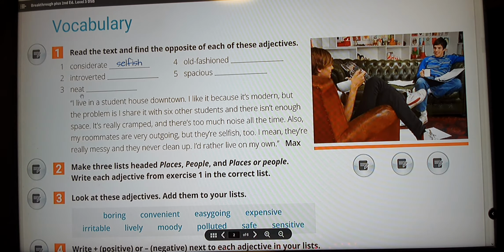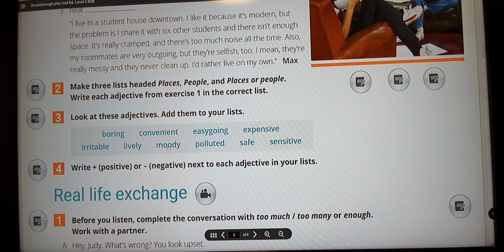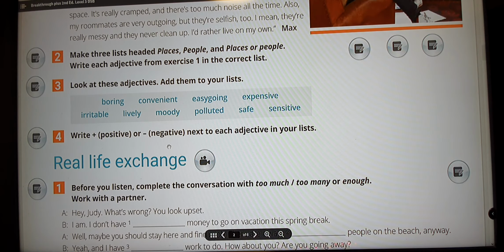Messy is the opposite of neat. I'd rather live on my own. Okay, number 3, we see a few more adjectives.